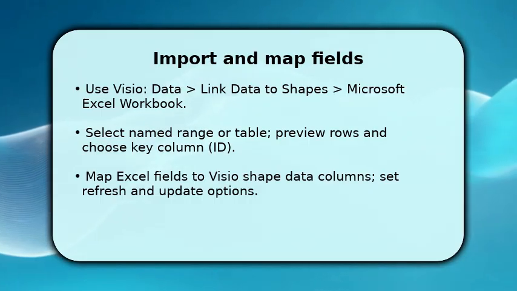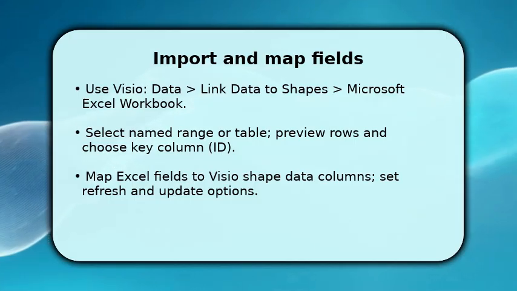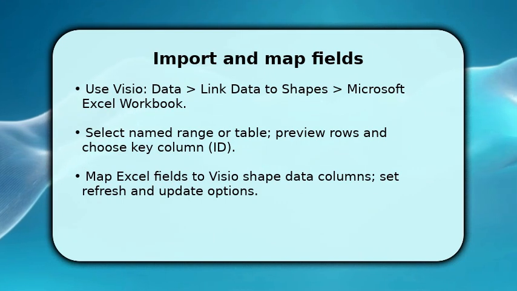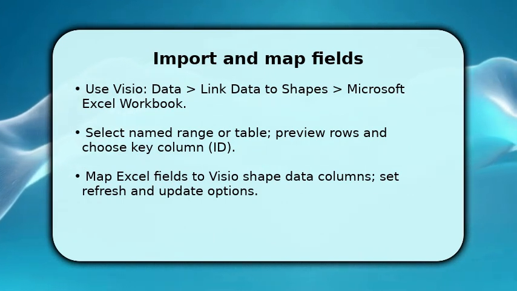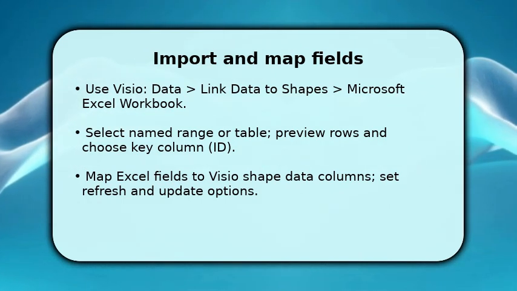Map each Excel column to a Visio shape data field and choose whether links refresh automatically. Make sure to preview mappings if values need type conversion. Adjust columns in Excel first, then re-import to keep consistency.